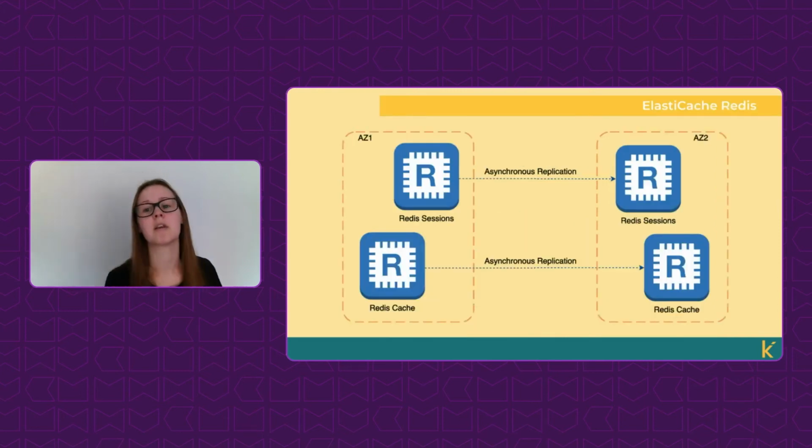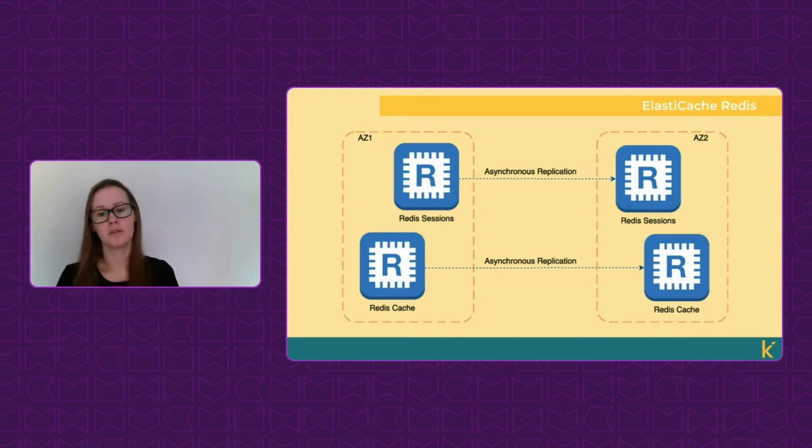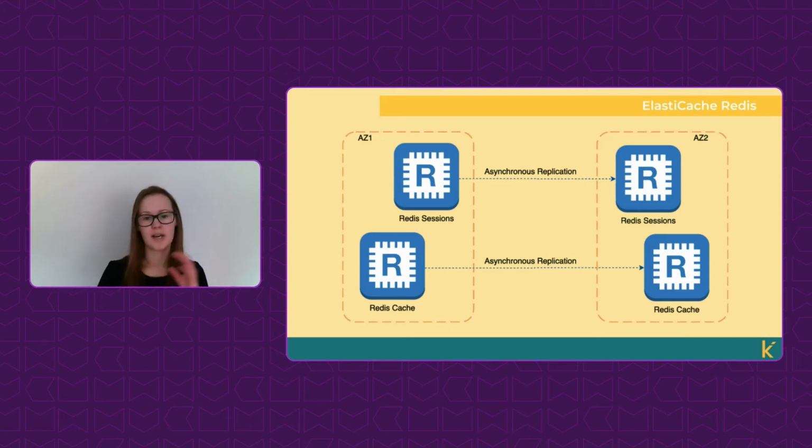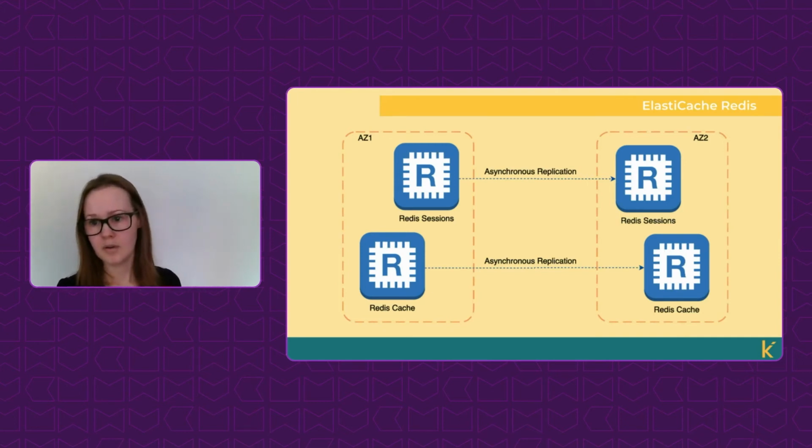And quickly thinking about ElastiCache Redis, to scale that, we can enable multi-AZ, which gives us higher availability. And we could split our Redis sessions and Redis cache, which would allow us to scale them independently if required.